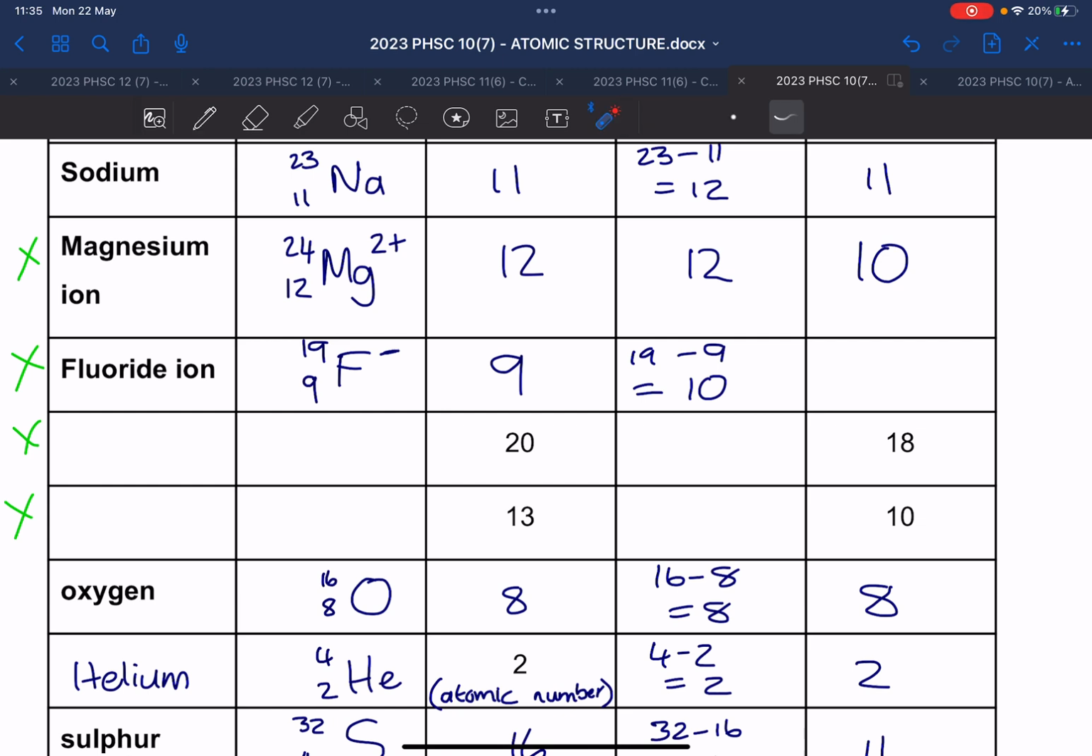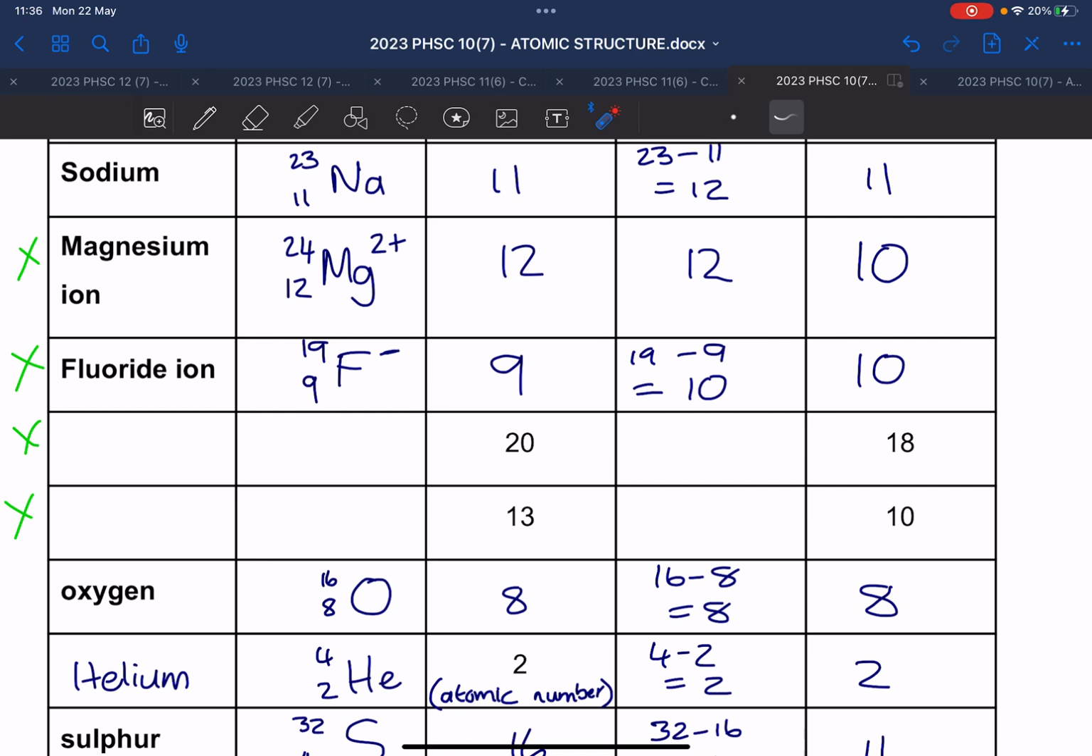So it had 9 electrons. And then Muha, what happened here? Did it gain or lose? It's 10, because it had 9 electrons and then it gained 1. But when it's 2 plus, it means it lost 2. So if it's negative, you add. If it's positive, you subtract.